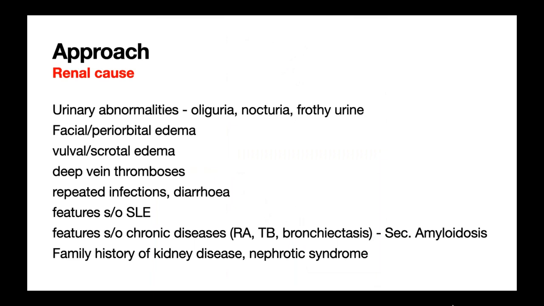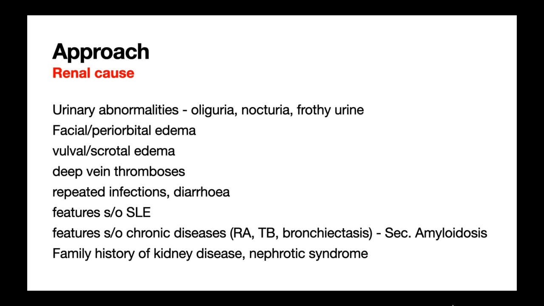Okay, then what if there is no suggestion of any liver disease or any cardiac disease and the patient has an ascites with anasarca, prominent facial edema, periorbital edema, then vulval or scrotal edema? For some reason, the vulval and scrotal edema is quite prominent early on in nephrotic causes. Although if there is massive heart failure, you will find it there also, but it is not that common. Then patient may complain of some hematuria, oliguria, frothy urine.